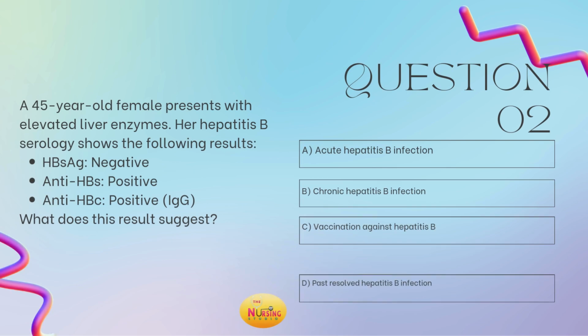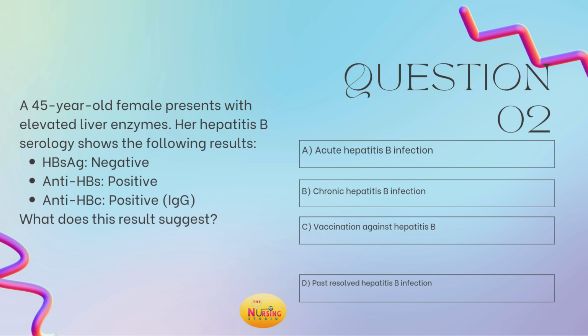Question number two: a 45-year-old female presents with elevated liver enzymes. Her hepatitis B serology shows the following results. Her HBsAg is negative. Her anti-HBs is positive. Her anti-HBc is positive for IgG. What does this result suggest? Is it A, acute hepatitis B infection, B, chronic hepatitis B infection, C, vaccination against hepatitis B, or D, a past resolved hepatitis B infection? Take a moment. Tell me what you think in the comments.